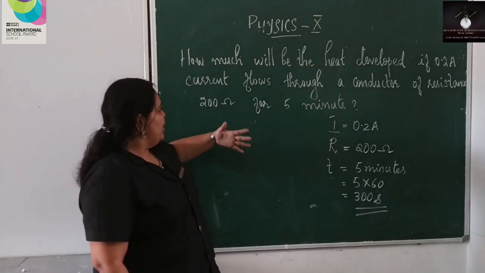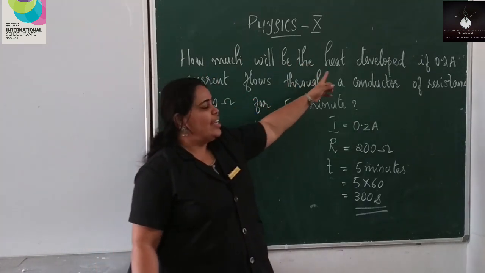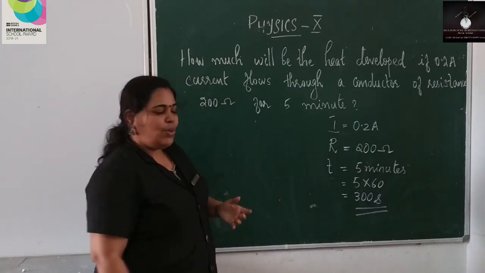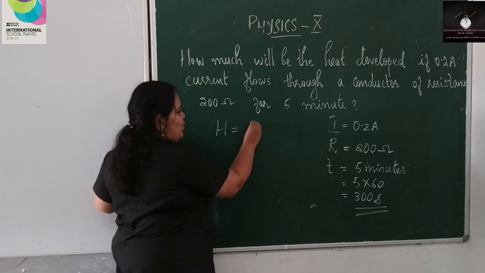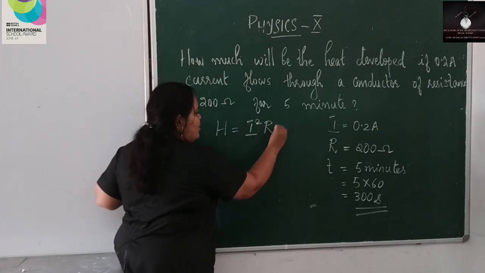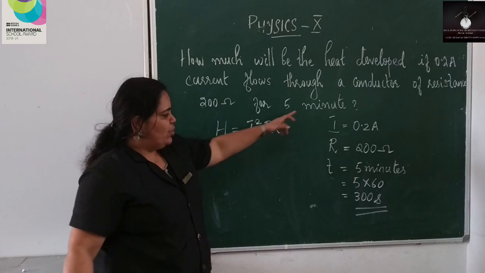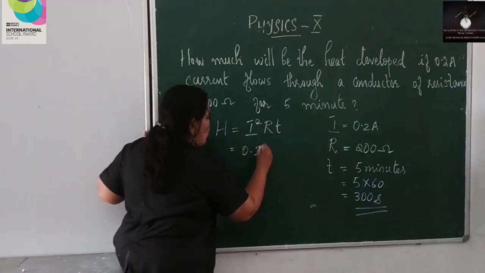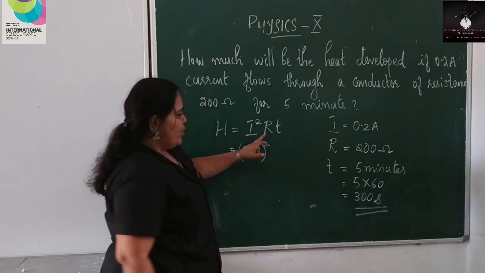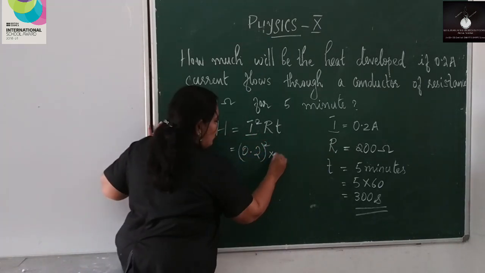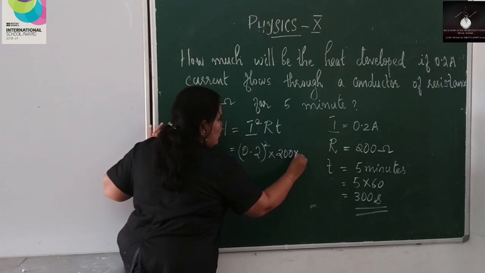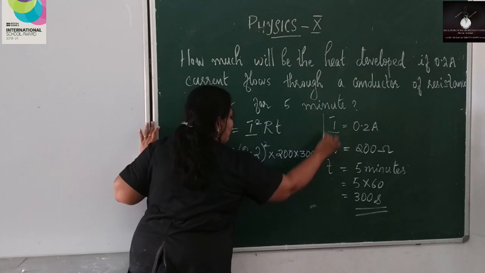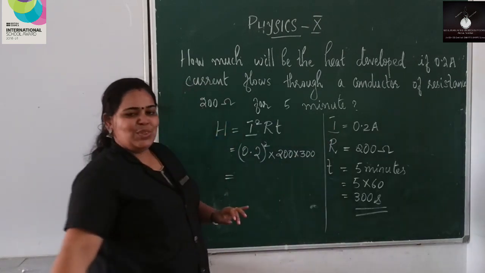So now what do you have to find out? You have to find out the heat developed. What is the formula for heat? According to Joule's law, H is equal to I square RT. Shall we substitute these values here? Yes, I is 0.2, so 0.2 square, into what is resistance? 200, into what is the time? 300. Yes. Do the calculation.